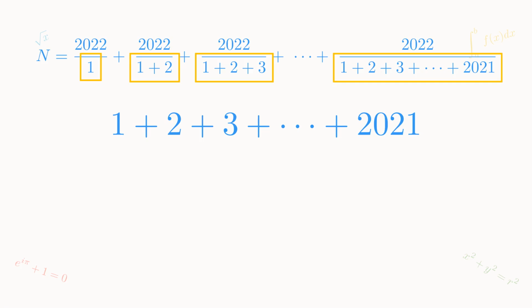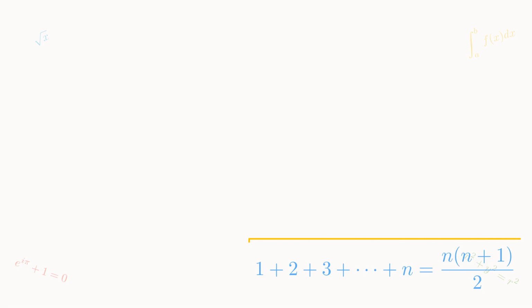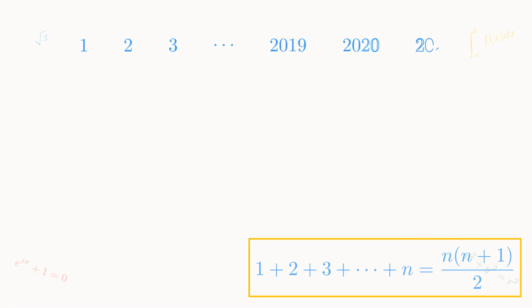Can we simplify these denominators? Here's a useful formula for calculating the sum of consecutive numbers. If you don't know the formula yet, don't worry, it's very simple. To calculate the sum, there is a clever trick. First, write the sum forward and then write it backward.